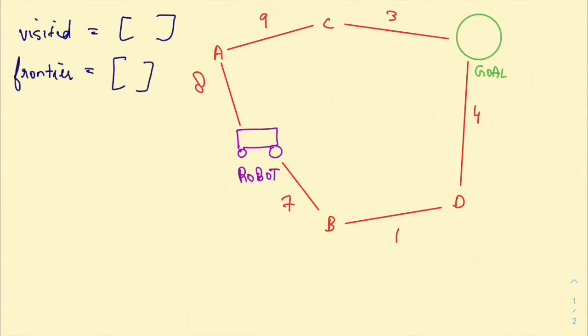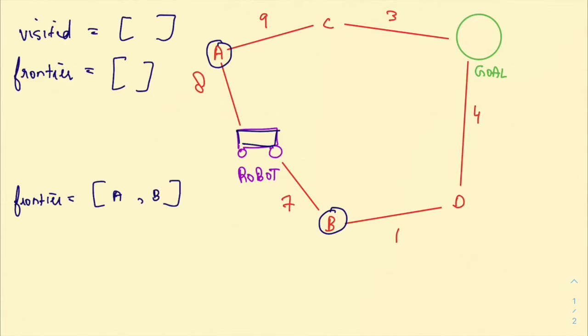So let's say there's a robot that I've drawn. First, it has two options. It can choose A or it can go to B. Now, A and B are not the goal, so the robot knows that after visiting A and B, it has to continue its search. It can't stop the search. So these two nodes, A and B, will be added to the frontier. So the frontier now contains A and B.